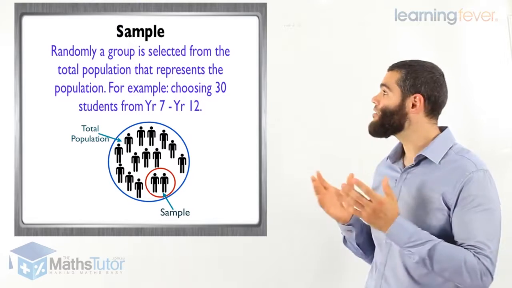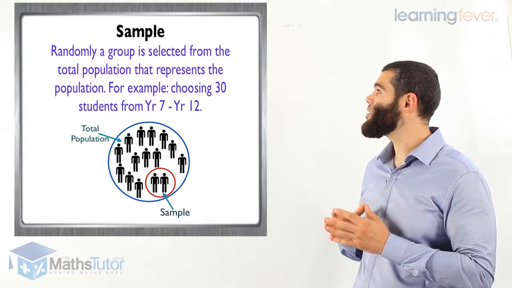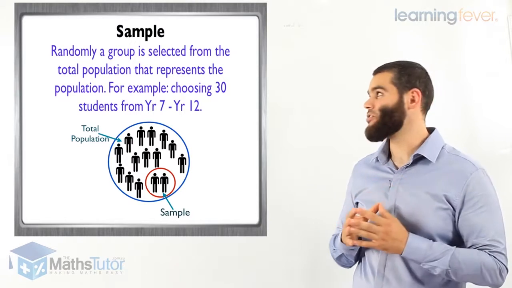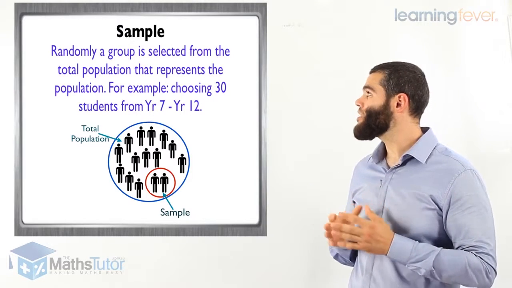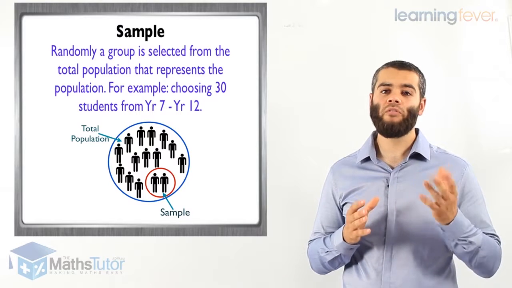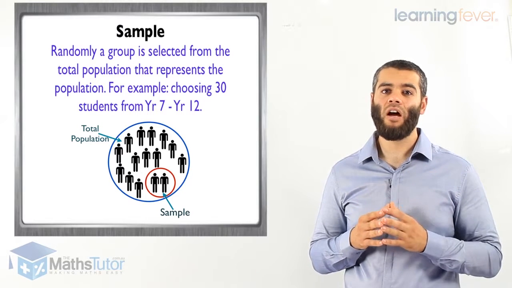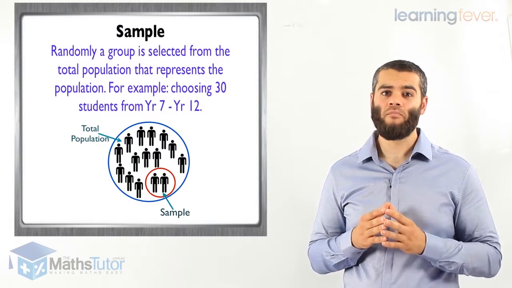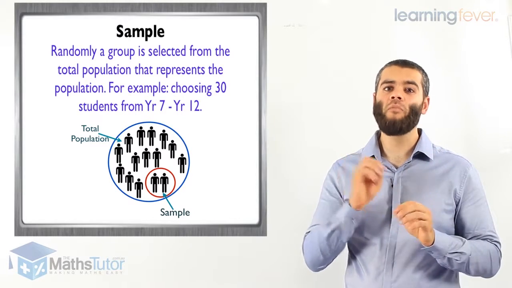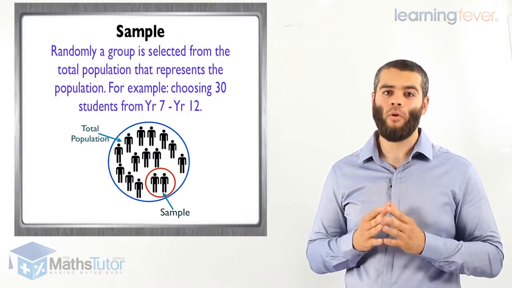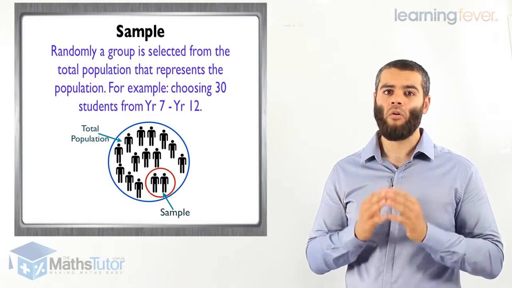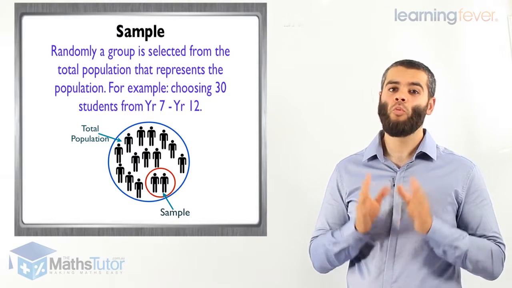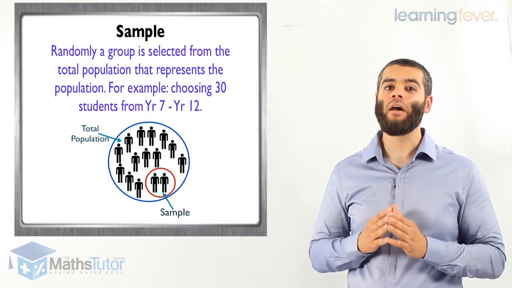A sample is basically a group randomly selected from the total population that represents the population. For example, choosing 30 students from Year 7, 30 from Year 8, 30 from Year 9, 30 from Year 10, and 30 from Year 11, and 30 from Year 12. So that way we choose a small group from the whole population. Now, when it comes to samples, there are 3 types. We're looking at each one by one.